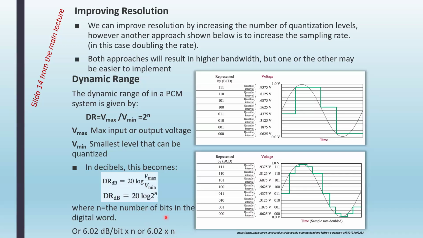So that comes to numbers. This is a unit. 6.02 decibels per bit times the number of bits. That's how you should read this. Or 6.02 times the number of bits. That's just dropping the unit here. And that's going to give us the dynamic range in dBs.